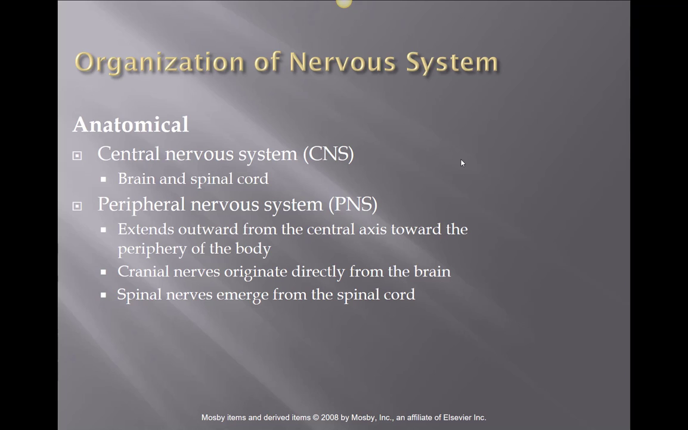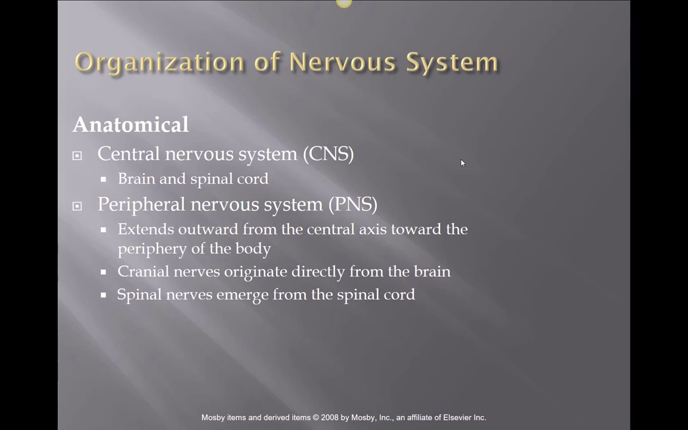When we look at the nervous system, we organize it in multiple different ways. But the first one we're going to organize it into is anatomical. And so anatomical ends up being either the central nervous system or the peripheral nervous system. It's a very easy distinction to make. The central nervous system is the brain and the spinal cord. That's it. What's contained within the cranium and within the vertebral column is the central nervous system.